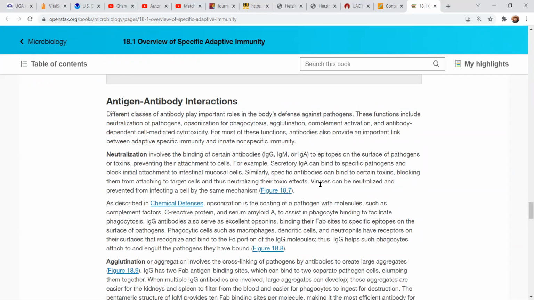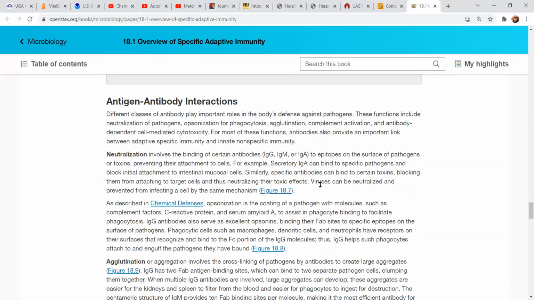So when we look at these antibodies and their interaction with the antigens, they have several different ways that they can defend us against pathogens. They can neutralize the pathogens. They can opsonize the pathogens and allow them to be phagocytized. They can agglutinate or make them clump together. They can activate that complement cascade that we mentioned in the previous video. And they can trigger the cell-mediated cytotoxicity, basically, triggering that cell to be destroyed.